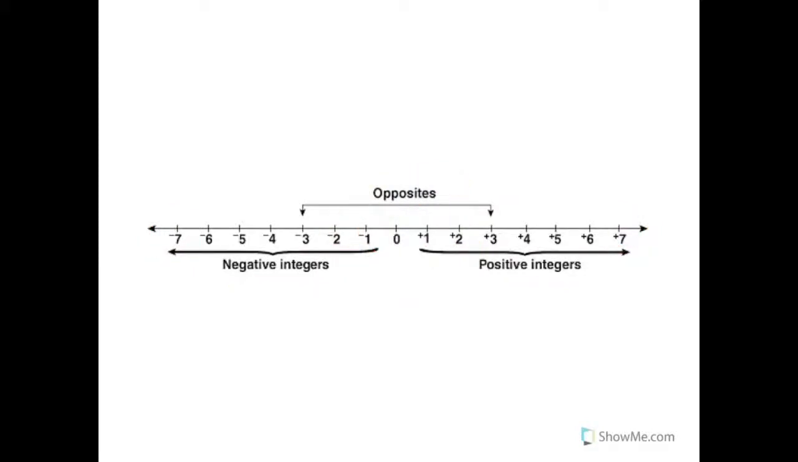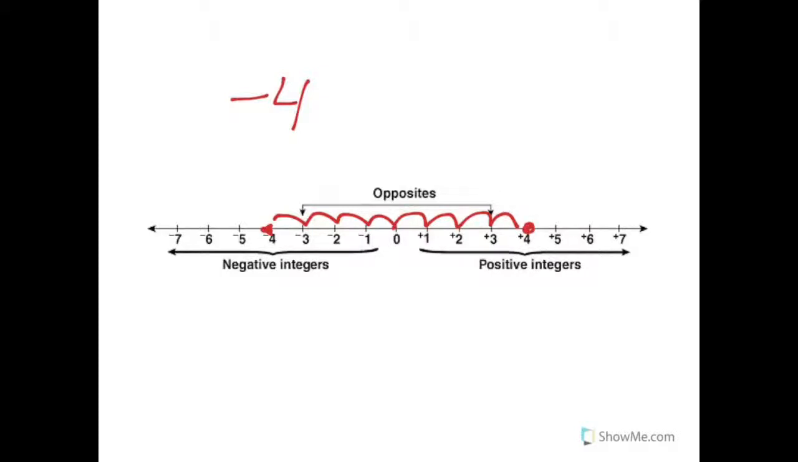Okay, if I asked you to graph the integer negative 4, where would you find it? Well, you'd go back from 0, 1, 2, 3, 4. Of course, you'd also see it's labeled. But what if I asked you to also graph the opposite of negative 4? 1, 2, 3, 4 on the right of 0, and you'd end up at 4.